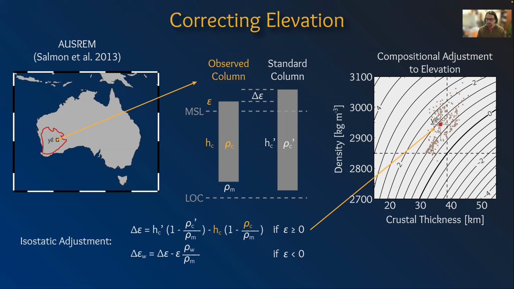And so over here, I'm showing an example of that, taking some data for the Yilgarn craton and plotting them as crustal thickness as a function of crustal density. And on here, I have a number of contours, which represent the isostatic adjustment that we would make to these data. And so the Yilgarn craton, relative to this average crustal thickness and crustal density, sits about 1.5 kilometers above. So we would need to correct our elevation for this region.